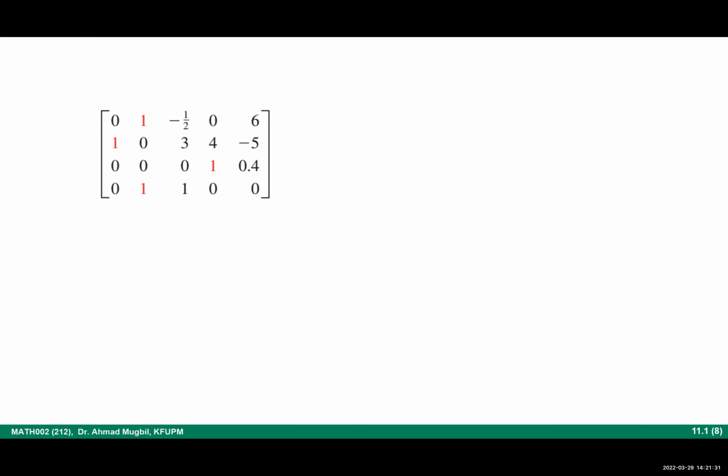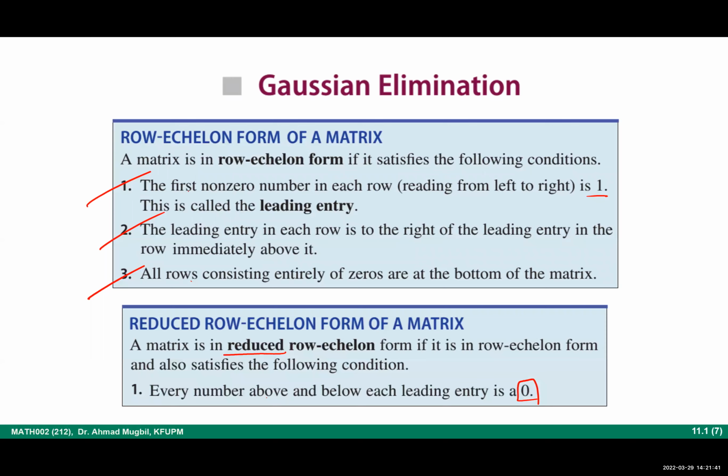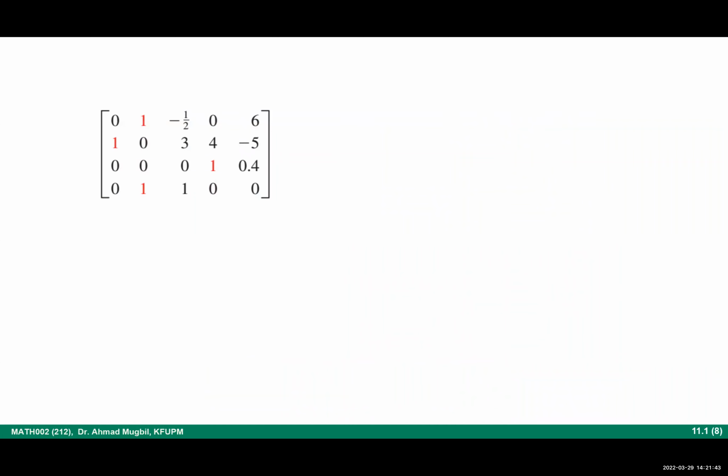Is this in the row echelon form or not? Why? Let's check the three conditions. Check the first condition. Is the first non-zero number 1? Yes. Give me a number that is not after the 0, that is not 1.